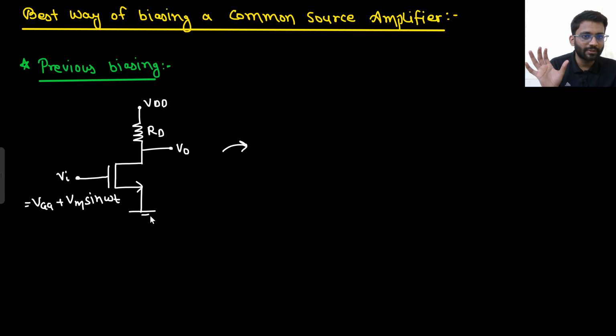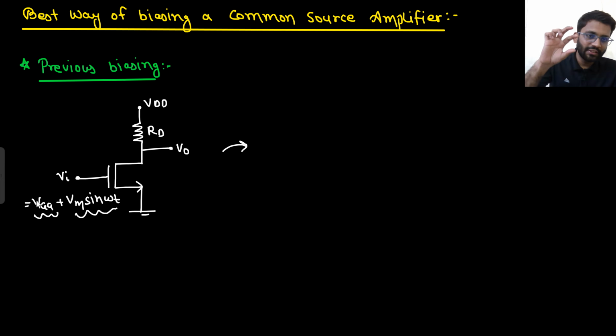How were we biasing the common source amplifier? VDD was there, then there was a small signal input voltage, and then there was this DC bias. So VGG and VDD were responsible for turning the transistor on and making it work in the saturation region.